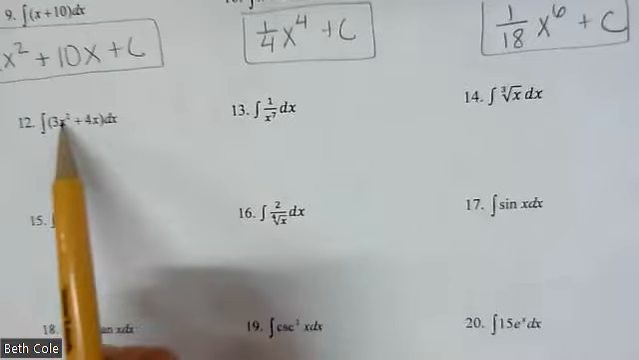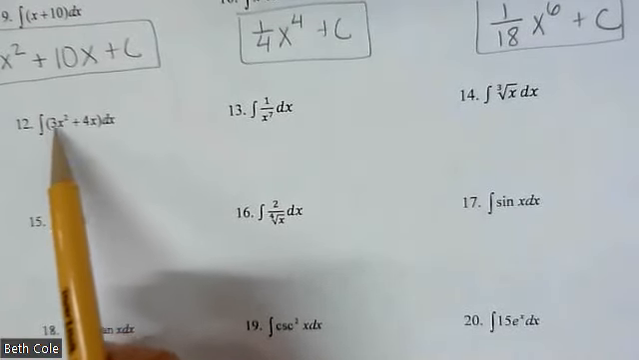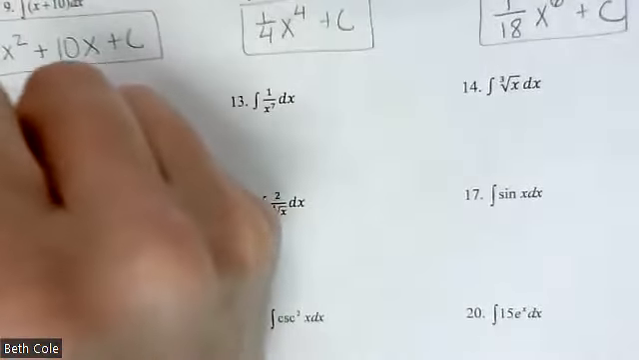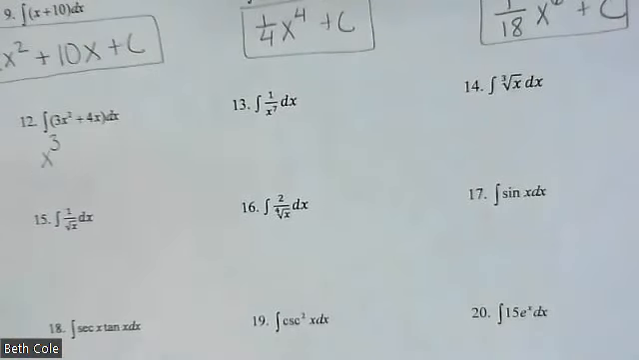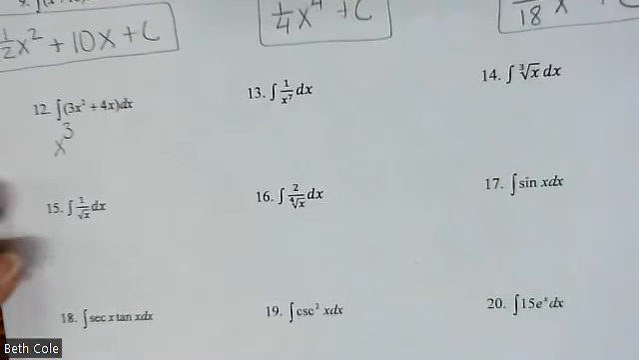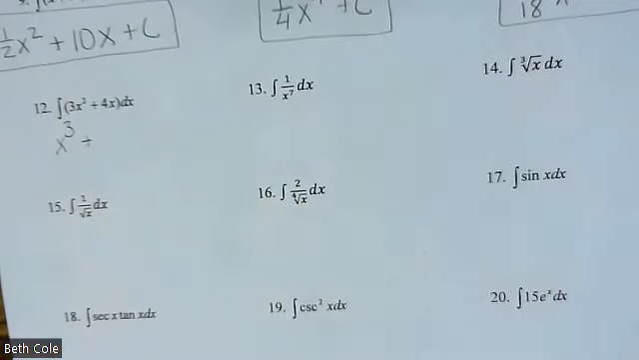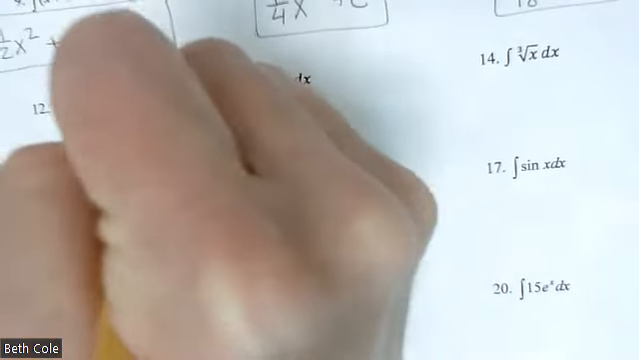All right. What do you think about 3x squared, antiderivative? That would be x to the 3rd. If you do the derivative of x to the 3rd, you get 3x squared. Plus, all right, you need a function that if you did the derivative, you would get 4x. 2x squared, good, plus c.